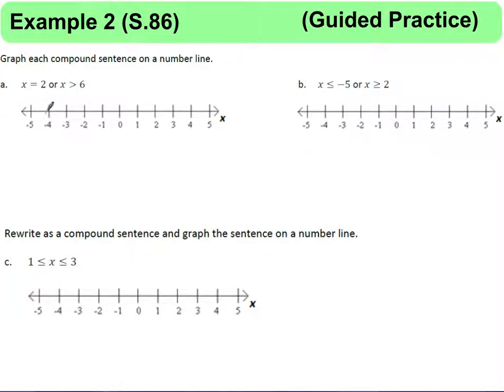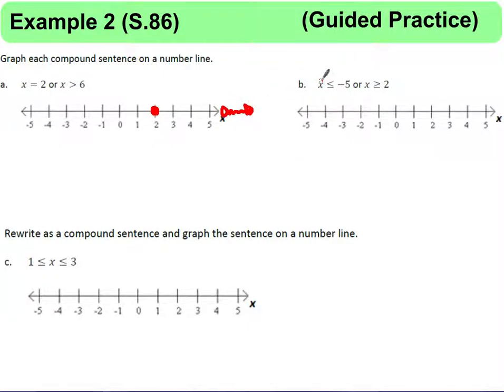In part A, graph each compound sentence on the number line. So x is equal to 2. Okay, well x is equal to 2 right here. Or x is greater than 6. So 6 is right here on the end. And that will actually be an open circle at 6 and then shaded to the right to represent that direction.